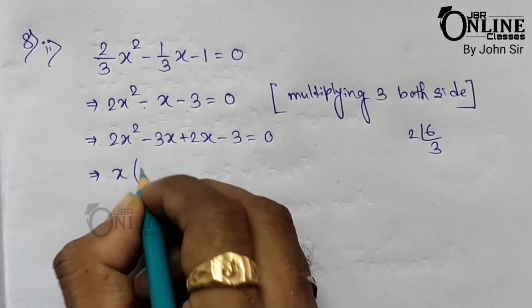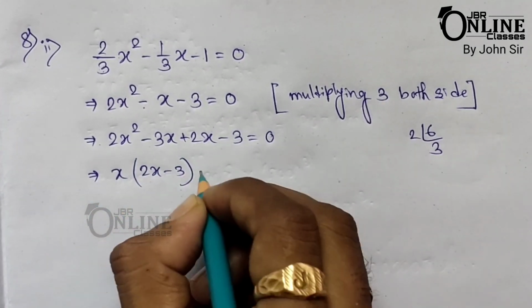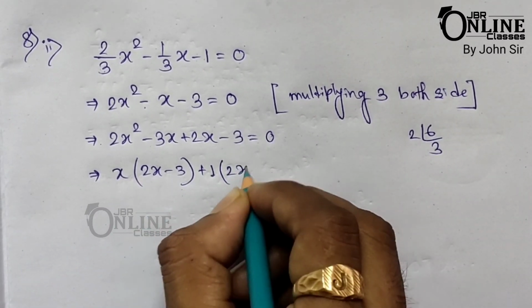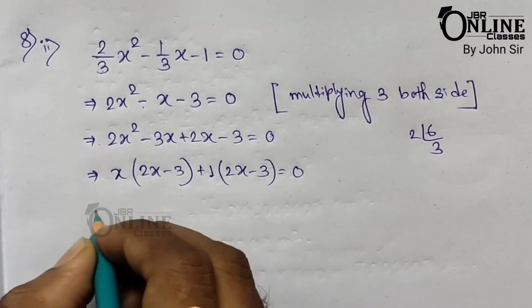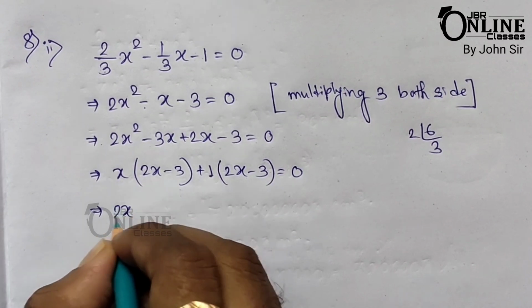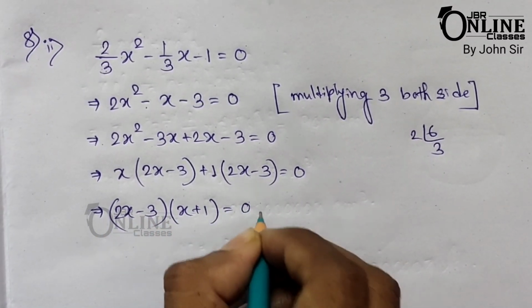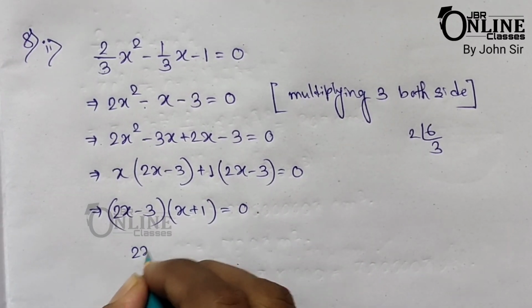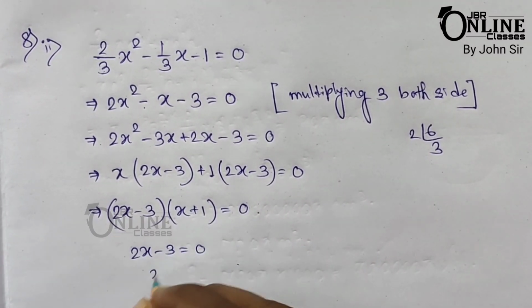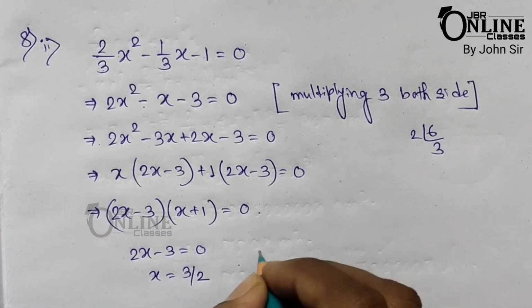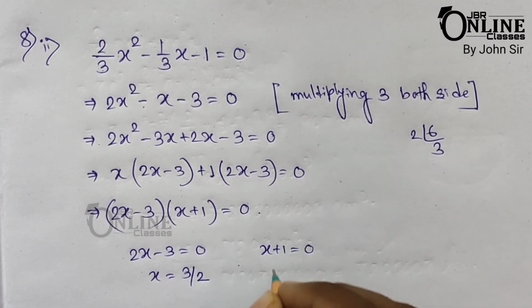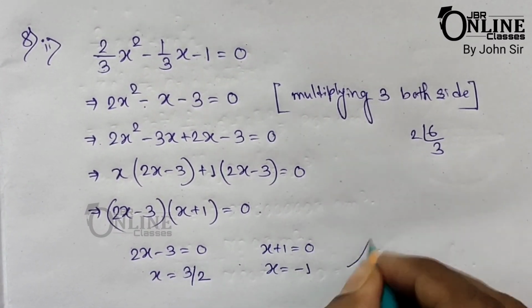So if x is taken common, it becomes (2x − 3). Here 1 will be common, it becomes (2x − 3). So finally (2x − 3)(x + 1) = 0. So from that 2x − 3 = 0, so x = 3/2. Here x + 1 = 0, so x = −1.